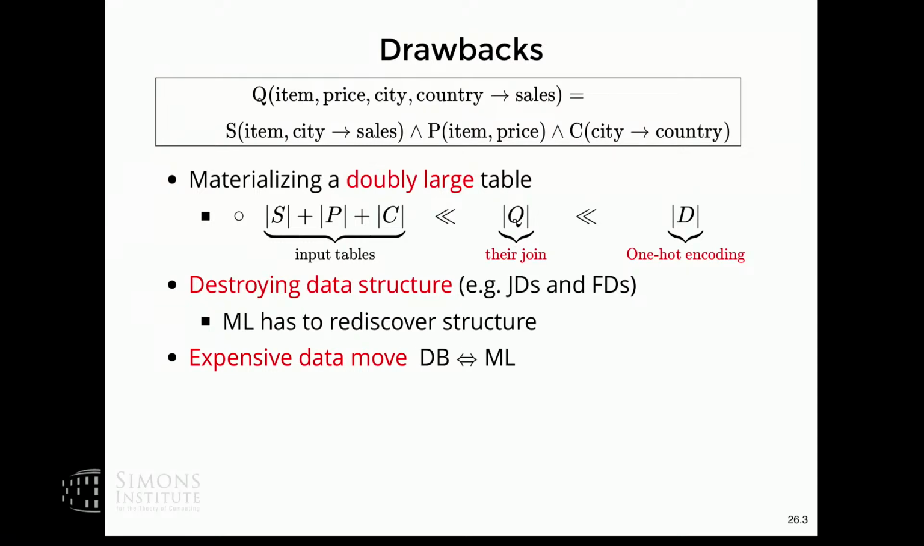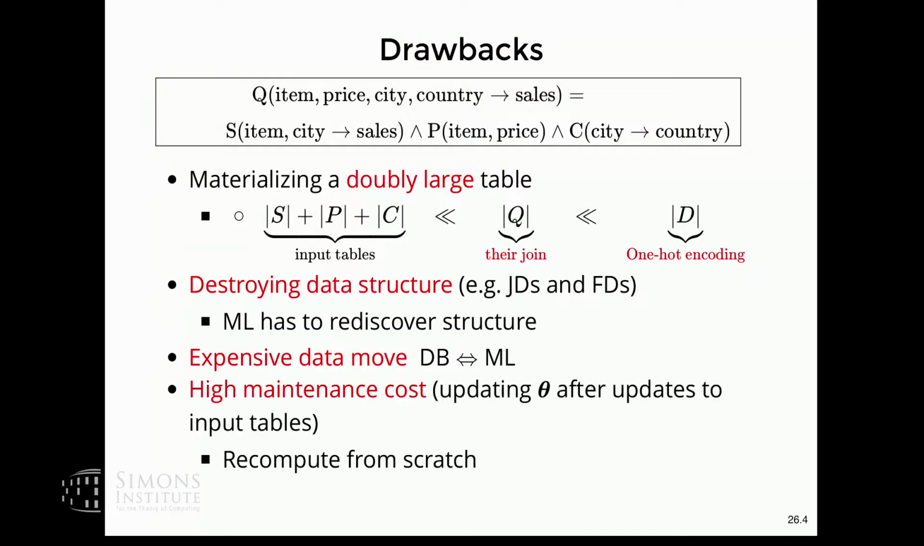Moreover, there will be some expensive data move between the database and the machine learning. We'll have to export our data, then train the model in the machine learning, and then import the model back into the database. And there are also other issues, for example, related to high maintenance cost.